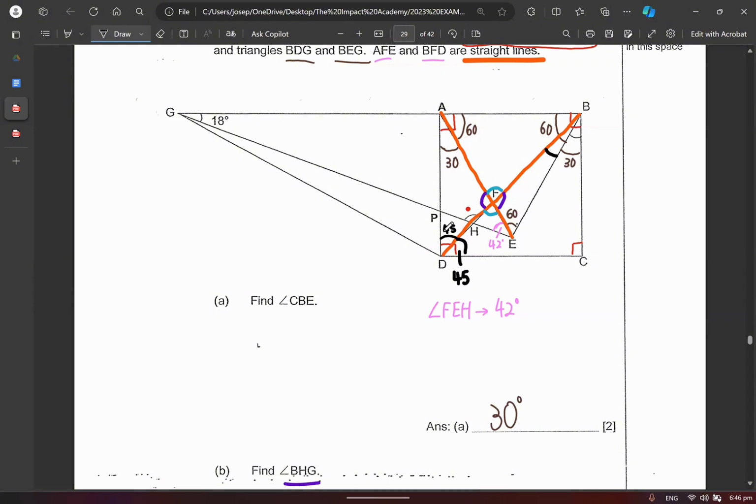Can I find this purple color? Because if this is 45, this is the triangle, right? Yeah, just 180 minus 45 minus 30, we get to 105. This is 105. Then we can already solve. This also is 105. True? Yeah.